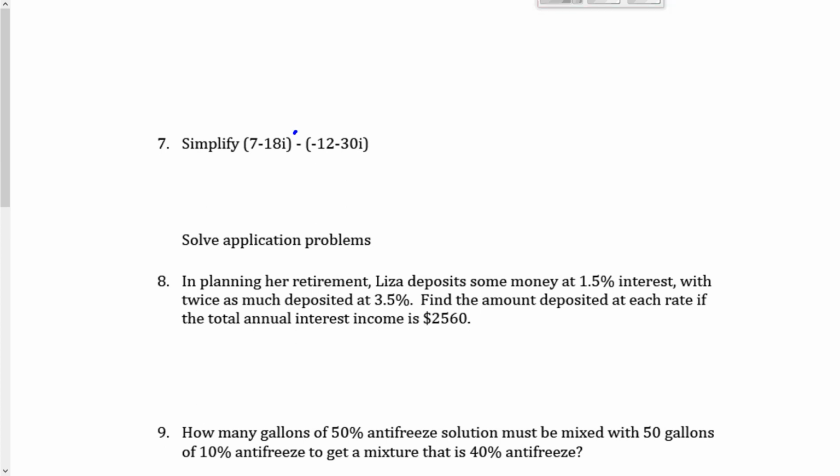There's a subtraction sign. Just because you have 2 parentheses doesn't mean multiplication. I'm actually subtracting this whole binomial. So that means I'm subtracting a negative 12 and I'm subtracting a negative 30i. So what that means is I'm actually going to be adding 12 and I'm going to be adding a 30i to this binomial.